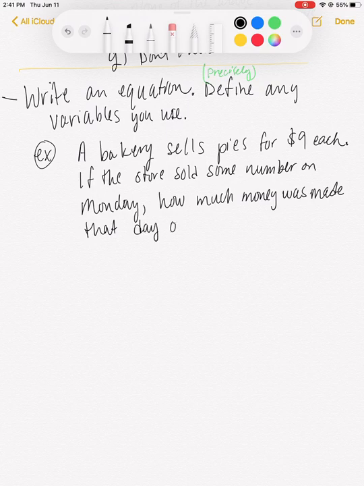On pie sales. Okay. We're going to write an equation where we're going to find out how much money was sold on pie sales that day. So go ahead and try this. Pause the video and see if you can think of an equation. And then resume it again when you're done.